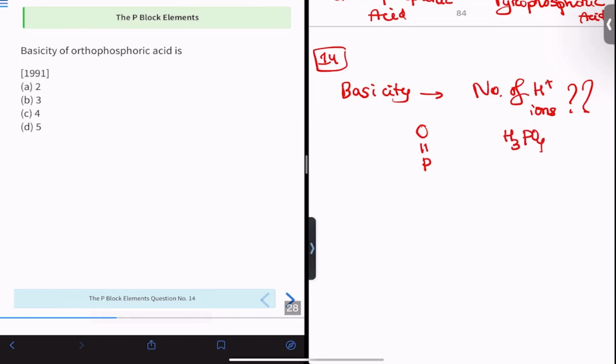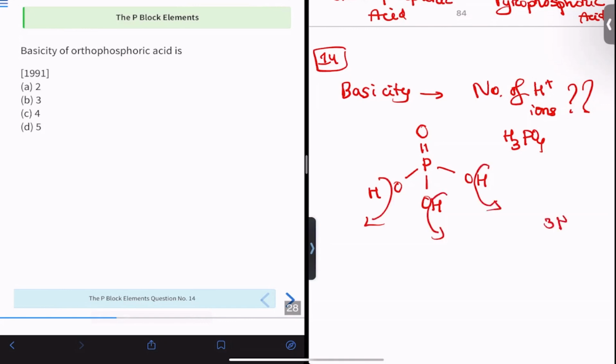H3PO4. Draw the structure. 3 P-OH bonds, 1 P double bond O. Okay, so how many hydrogen atoms can it release? I told you only the hydrogen atoms which are connected with the oxygen atoms can be released. So 1, 2, 3. So what is its basicity?